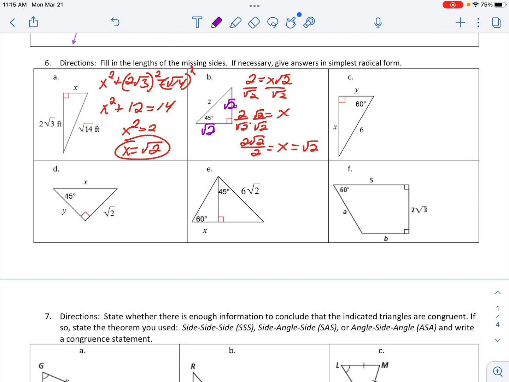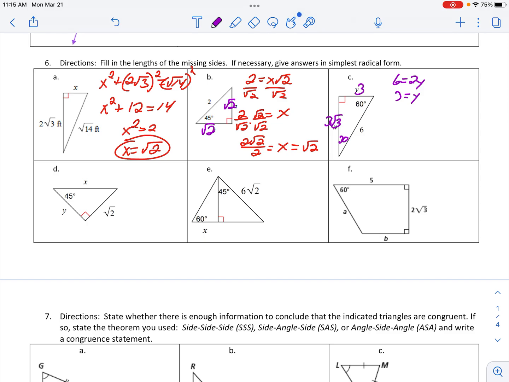Follows the pattern, okay? Letter C, 6 is the hypotenuse in the 30, 60, 90. And with that being the hypotenuse, that is going to be equal to twice the short leg. So 6 is equal to twice the short leg, so y is 3. And then across the long leg is 3 root 3. Remember we said x root 3, and 2x.